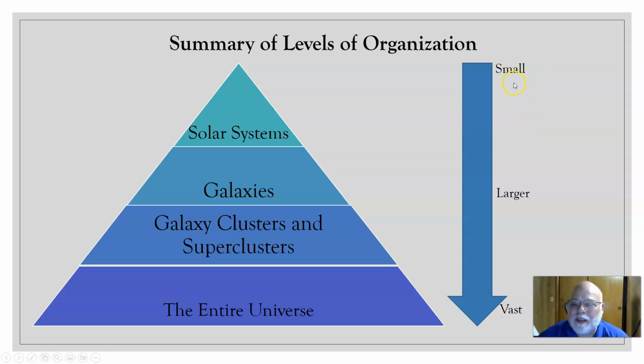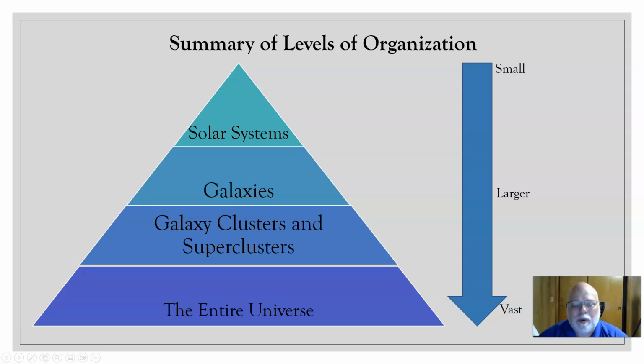Now, I do want to say this. Small is relative. In other words, solar systems are small compared to galaxy clusters. But based on our experiences every day, solar systems are really large. They're big. So that's why I put vast down here. The size of the universe is almost incomprehensible to us. And we'll talk about that in the next video, I believe. Or no, that'll be two videos away.